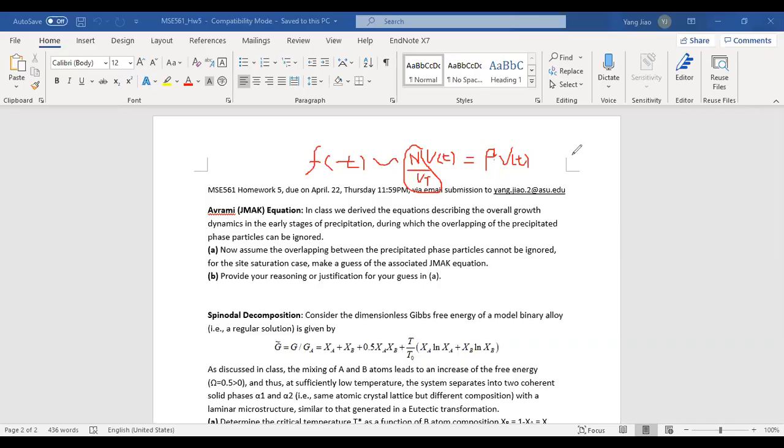But now let's think about this. We already wrote this down as a solution of an equation, but how about we write it in a differential form? Instead of writing f as a function of t as rho times the volume of the particle as a function of t, let me write down the differential form. I consider the change of f.